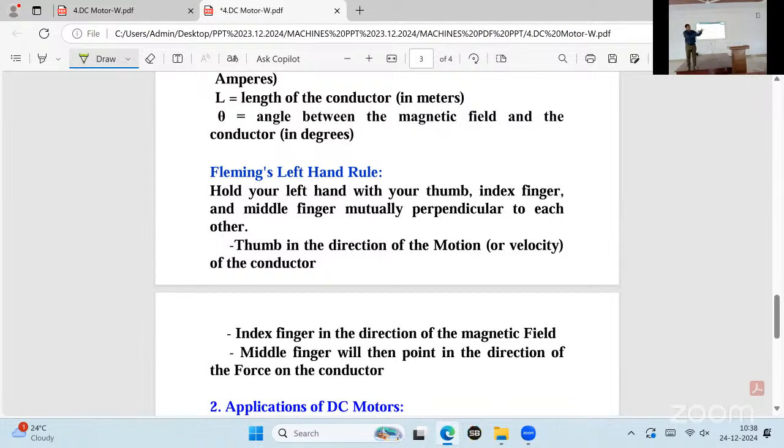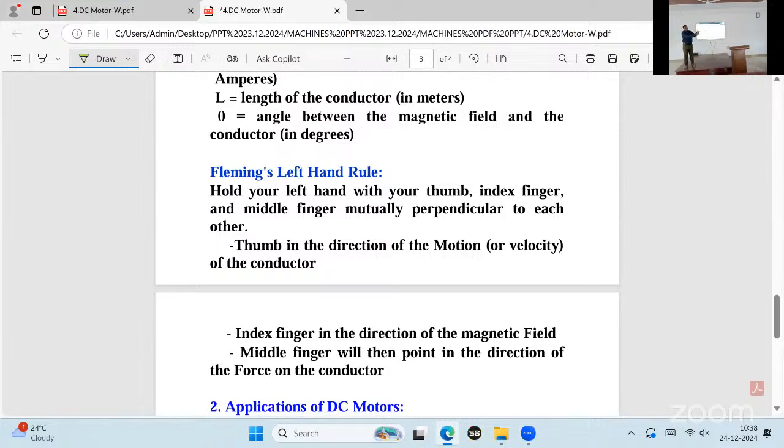The other is the current through the armature. Who is giving the current? We are giving the electrical input current. These two we are giving, and automatically there is rotation. You should know the direction from north pole to south pole.